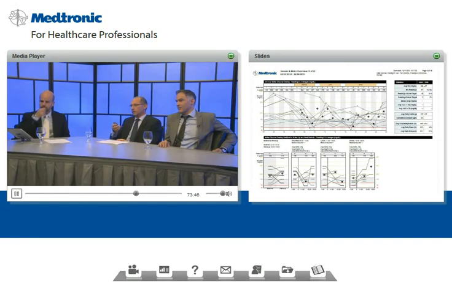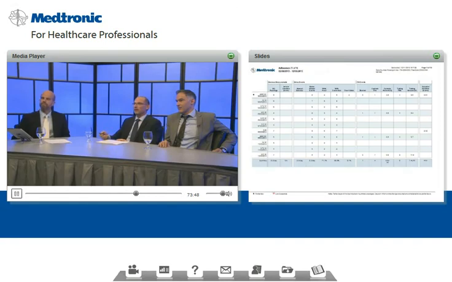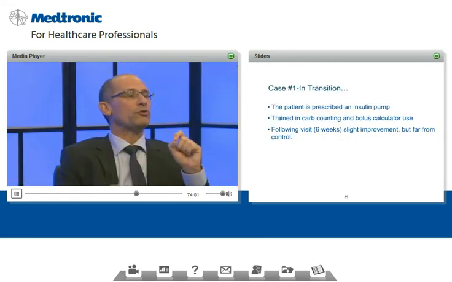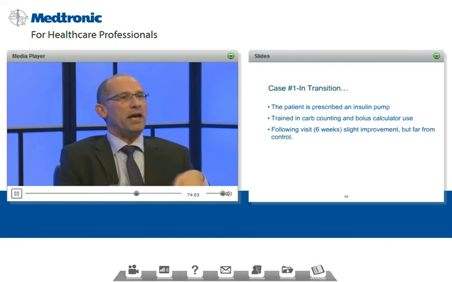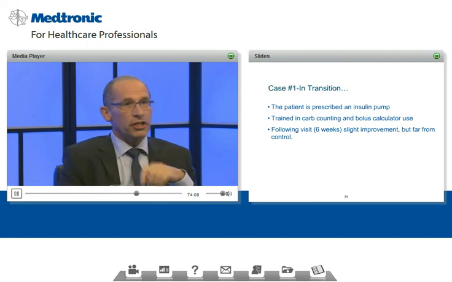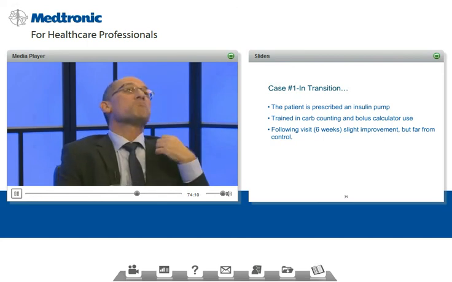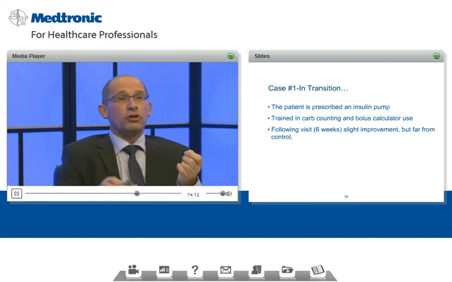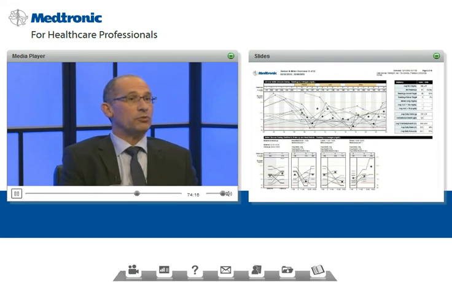So the next thing we did was put him on a pump. Is this right? Yeah. So the patient is now prescribed an insulin pump, and he's beginning to be trained in carb counting and the use of the wizard. So when he comes back 6 weeks later, let's see if anything is changing, or can we now change our recommendation. So this is the download when he comes in 6 weeks.